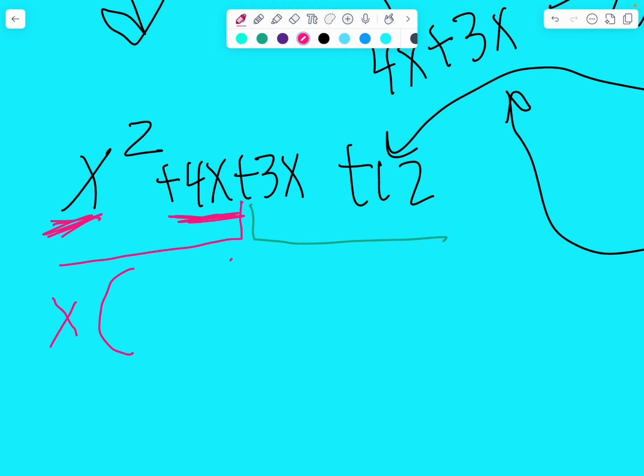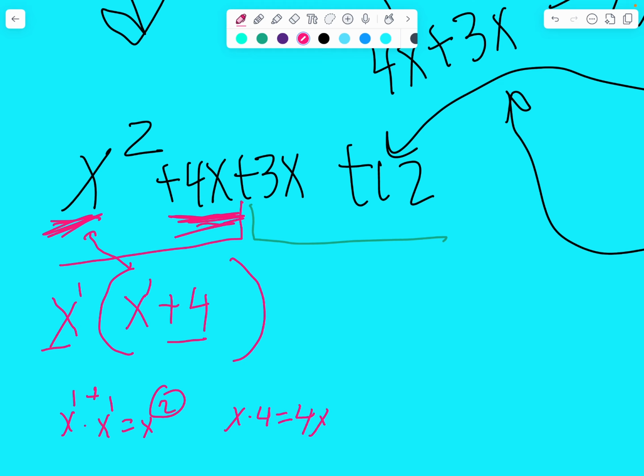You're going to put a set of parentheses and ask yourself, x times what gives me x squared? And you're going to say, well, x times x gives you x squared. And the reason I knew that x times x equals x squared is because they're both raised to the first. It's just invisible, y'all. What's 1 plus 1, you guys? 2. So we got x, parenthesis x, and then plus 4. Because x times 4 is 4x. And that looks just like that.